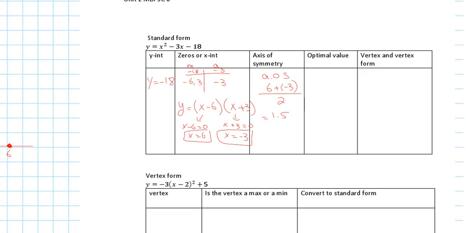Was it x squared minus 3x minus 18? So I'm going to substitute the x with 1.5. So that's going to be 1.5 squared minus 3 times 1.5 minus 18. Can you guys tell me what your answer is? Negative 20.25?